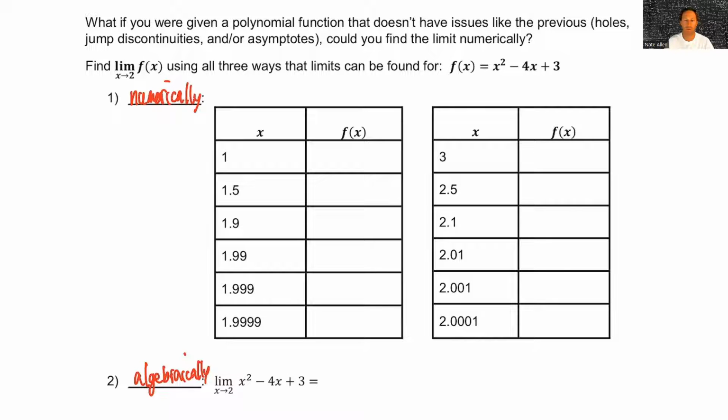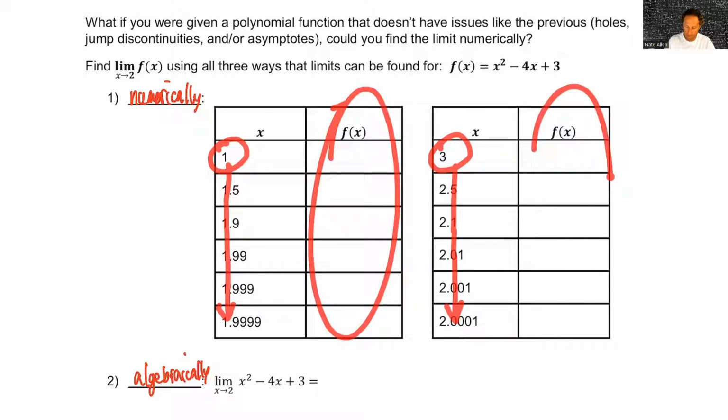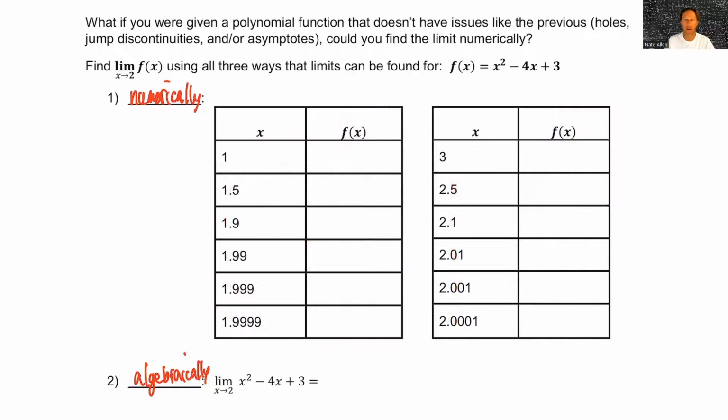Go ahead and pause it and do me a favor and plug in the values that are close to the one that we want to find, which is 2. Let's start on the left side and the right side, and then get closer and closer to 2 from the right, and then closer and closer from the left. And let's see what those y values come out, and hopefully they are approaching that same value. So go ahead and pause that and plug in these values.